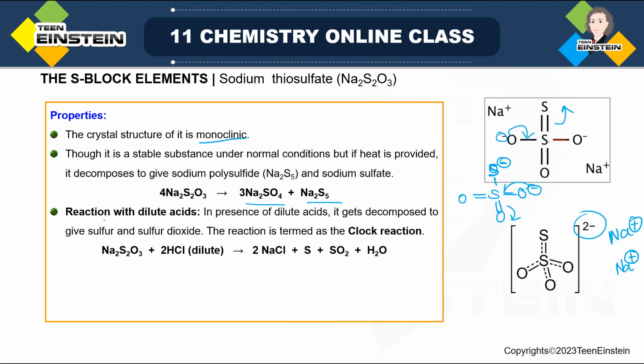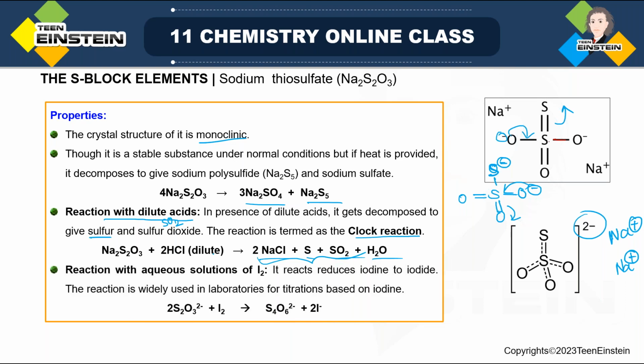Reaction with dilute acid. How is it reacting with dilute acid? So in presence of dilute acid, which acid have we taken? Hydrochloric acid, HCl. So there is decomposition. We are getting sulfur and sulfur dioxide. The reaction is called the clock reaction. So Na2S2O3 with HCl is forming sodium chloride, sulfur, sulfur dioxide, and water. So 3 compounds we are getting: sodium chloride, sulfur, and SO2.